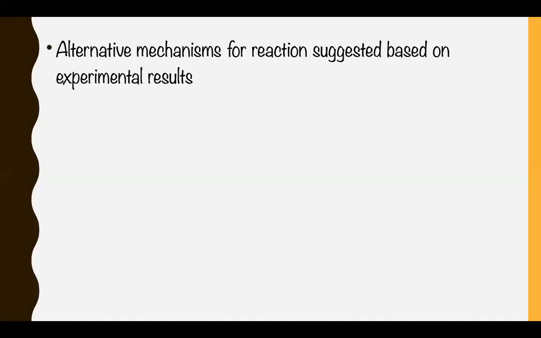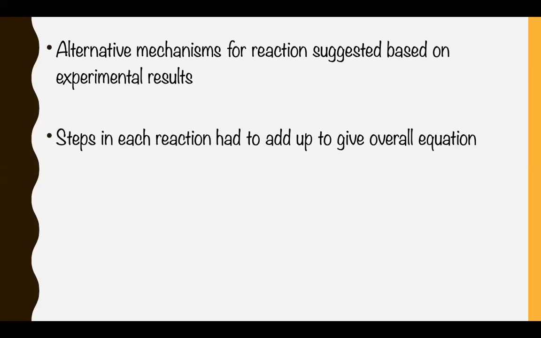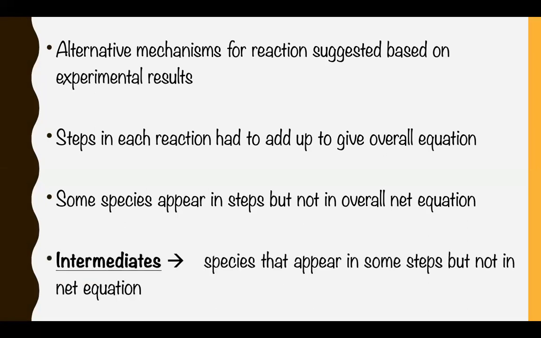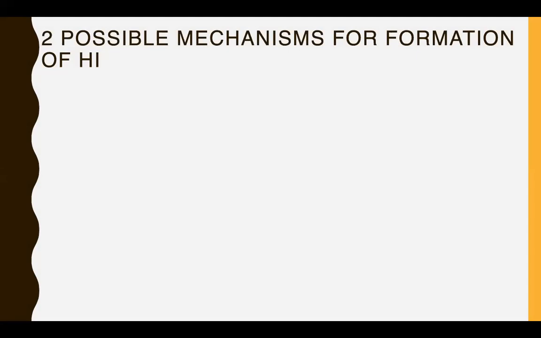Now, there are two alternative reaction mechanisms for this overall equation. You add up the steps in each reaction to give your overall equation. Now, you're going to end up having some molecules that exist in the steps which do not appear in the overall equation. These are called intermediates. So these are kind of in between molecules that are formed during the reaction process, but they don't occur in the overall final reaction. So the two possible mechanisms for the formation of hydrogen iodide.